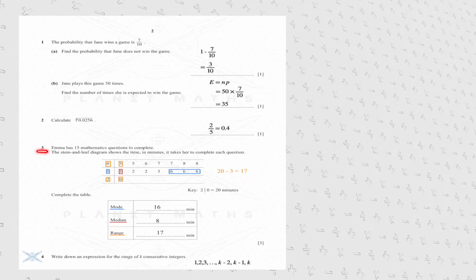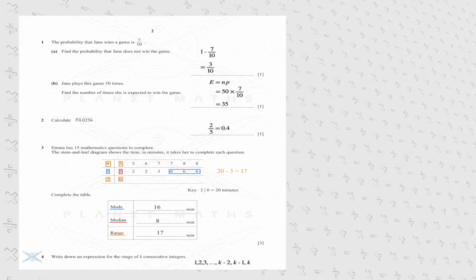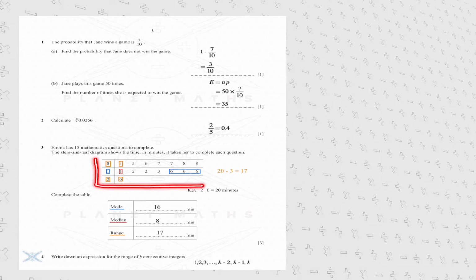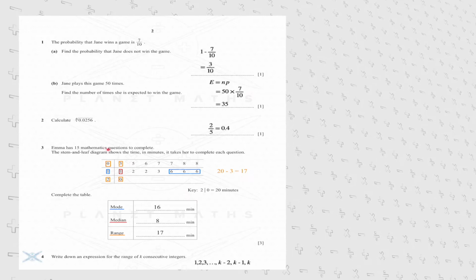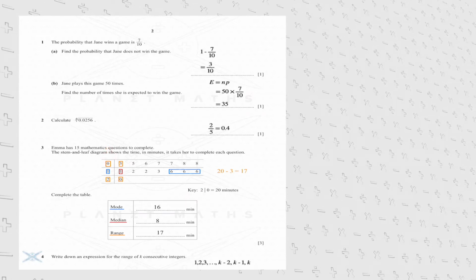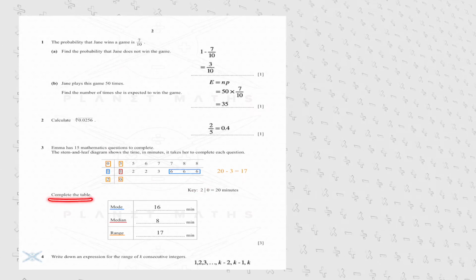Next on to exercise 3, where Emma has 15 mathematics questions to complete, and the stem and leaf diagram below shows the time in minutes it takes her to complete each question. The key is provided, the first column expressing tens, and the second column, the larger one, expressing ones. We are supposed to complete the table below.